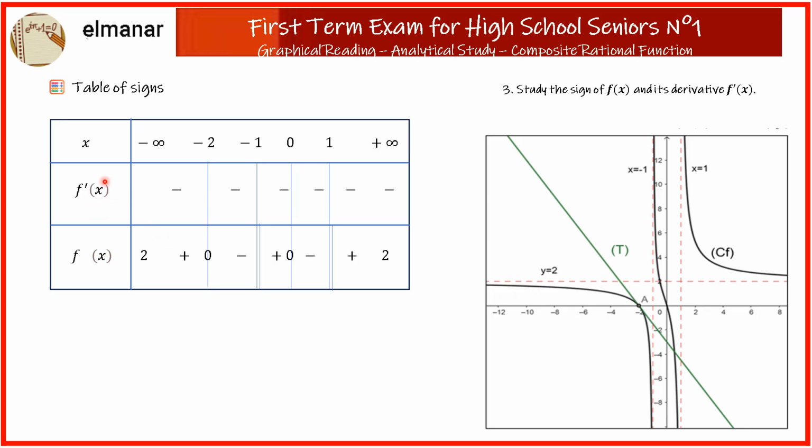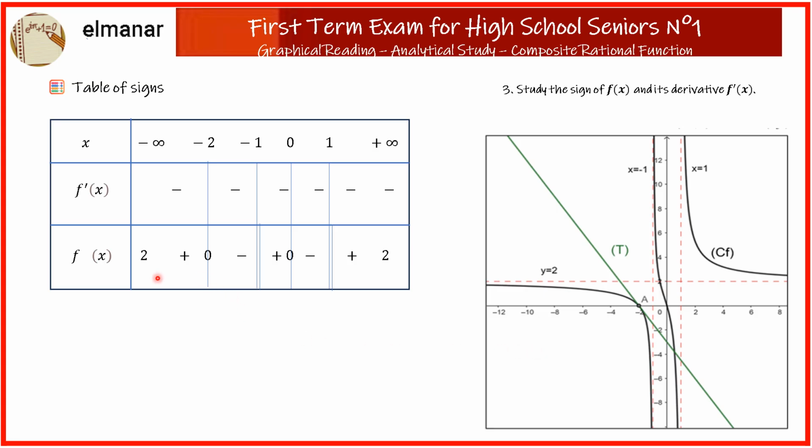Second row, behavior of the function's rate of change. This row describes the trend of the function's rate of change, often called its derivative. In this case, we observe that the rate of change is consistently negative across all intervals listed. This implies that the curve representing the function is decreasing throughout. In other words, the function is steadily declining without any reversal.